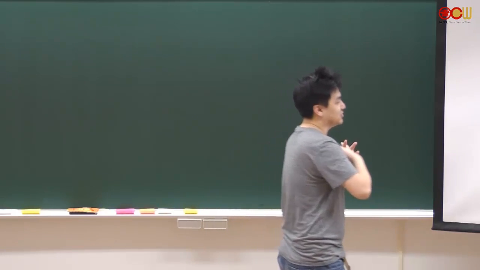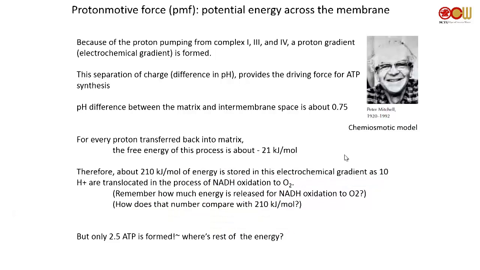However, what you should notice is that 210 kilojoules per mole, and every mole of ATP is 30 kilojoules. So in theory, you should have gotten something like 7 moles of ATP from the 10 protons. However, what we only see is that you only get 2.5 ATP from NADH. So you should think about why, because that's something that you should develop the sense for.